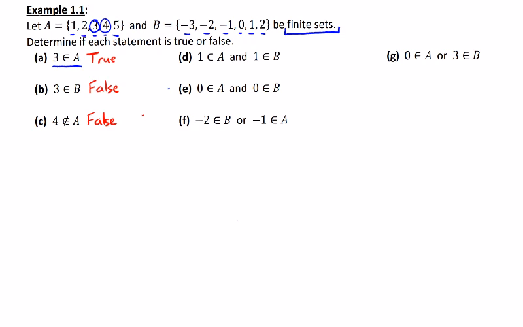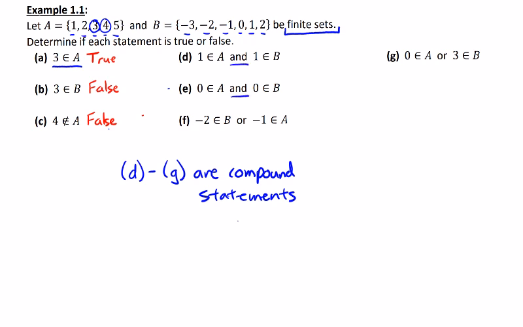The examples we just did, A, B, and C, these are all single statements. Parts D through G are called compound statements. They're called compound statements because they have more than one statement. And you will notice, as you look at D through G, there is one of two different words that can appear in between your two statements. We have the word and, we also have the word or.